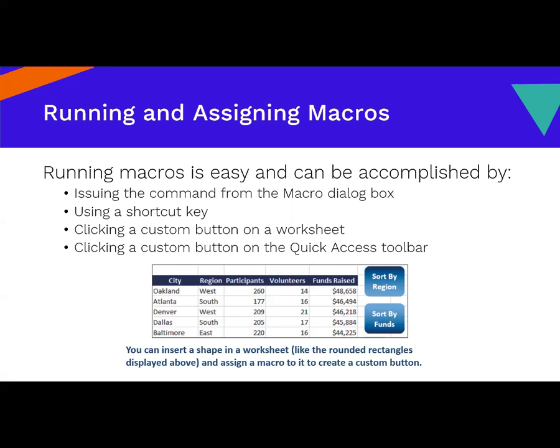Okay, so running and assigning macros. Running macros is easy and can be accomplished by issuing the command from the macro dialog box. You could use a shortcut key. You could click a custom button on a worksheet or a custom button on the Quick Access Toolbar. So there's multiple ways that you're able to run these macros. To me, it's usually easier if you have a button, especially if you're using it all the time. You're able to just go back and click that button each and every time, and it will run that macro for you.